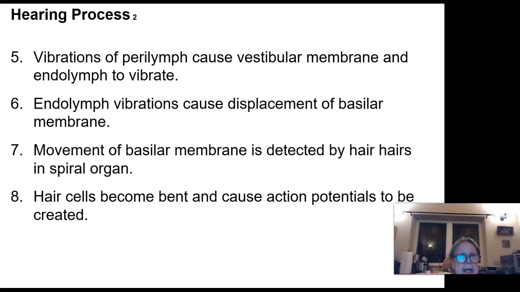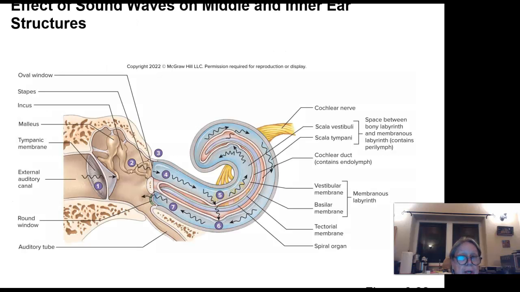This slide is more in depth about what happens. It numbers exactly what happens and how sound hits the tympanic membrane and goes to the incus and the stapes.